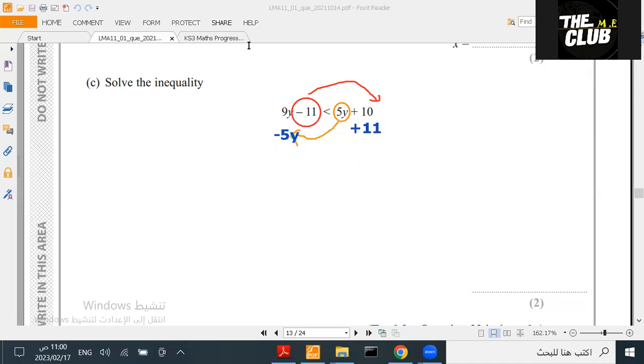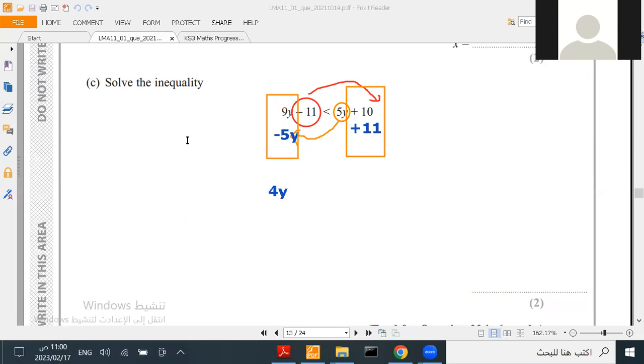Now we work the like terms together: these two together and these two together. 9y minus 5y gives 4y. The inequality sign I write as it is. Then I have 10 plus 11, which gives 21. What's next? I have this 4, and I take the 4 to the other side, 1 divided by 4.